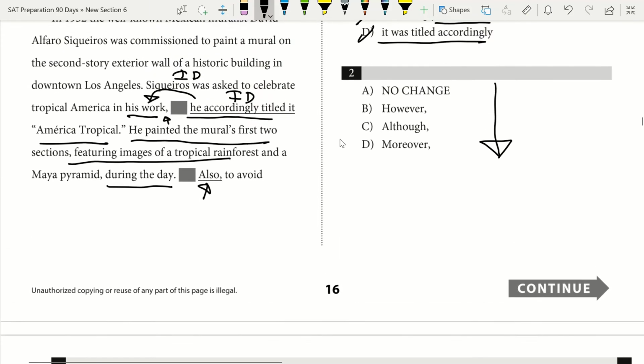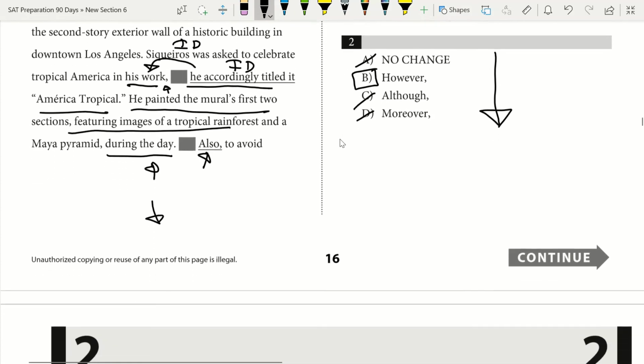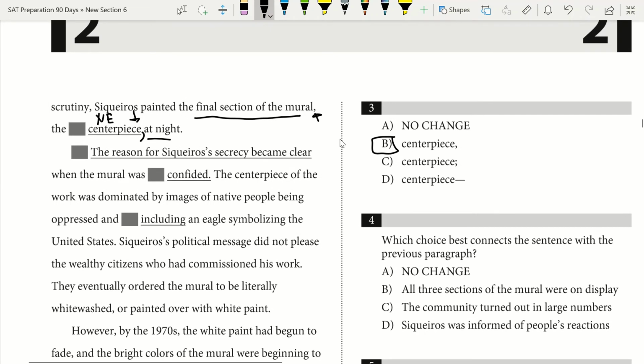Now we can go ahead and go back to 2. Like I said, we want to contrast that during the day to that during the night that we talk about in this next sentence. So a contrast word then is going to be "however." That's our only word that's contrasting. So our correct answer there is going to be answer choice B, right? He painted one thing during the day, however, to avoid scrutiny, he painted the next one during the night. So the answer for 1 is B, 2 is B, and then we already answered 3 as B as well.